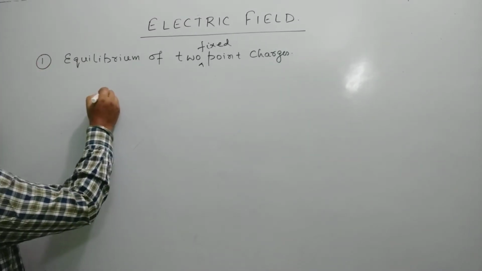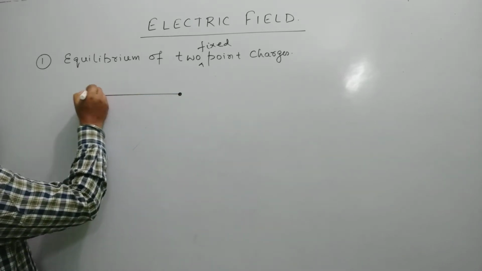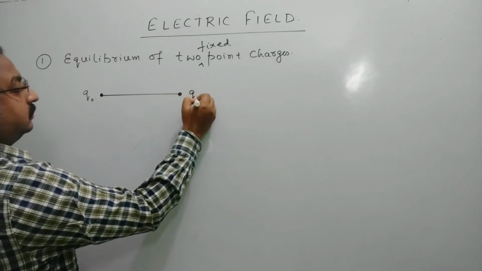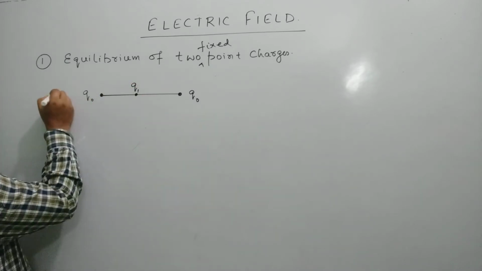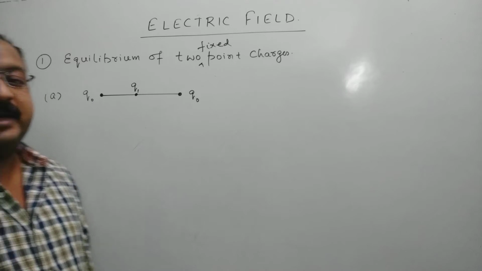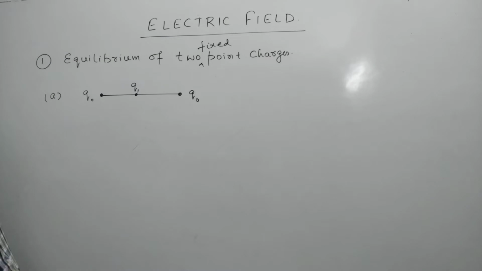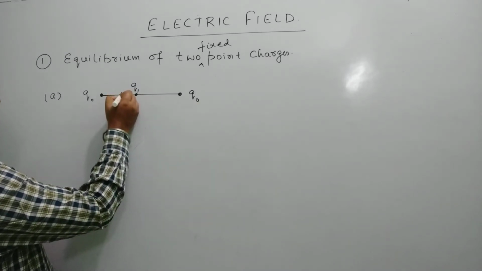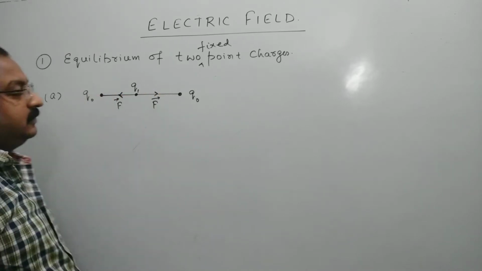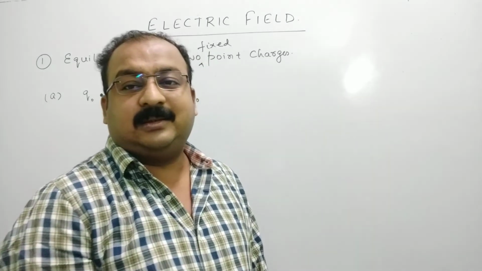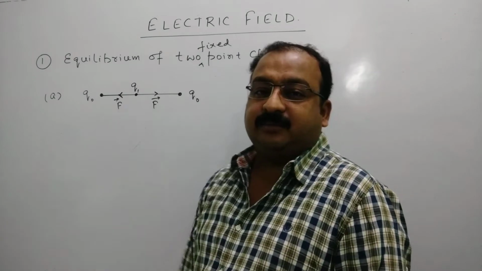Suppose we are having two charges over here, and this is the midpoint of the charges. Condition 1: a charge is placed at the midpoint between the charges. So if I calculate the force due to this charge and the force due to this charge, the forces are equal and opposite, and the effective force on this charge will be 0.